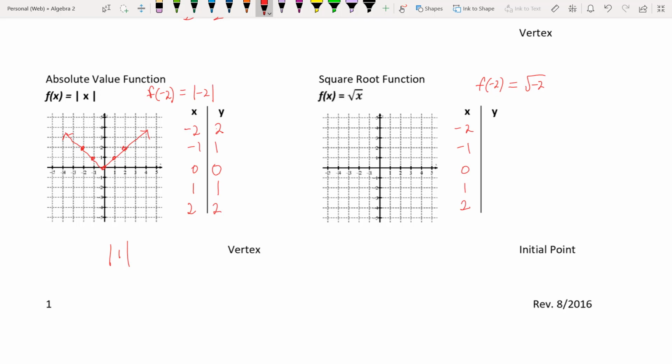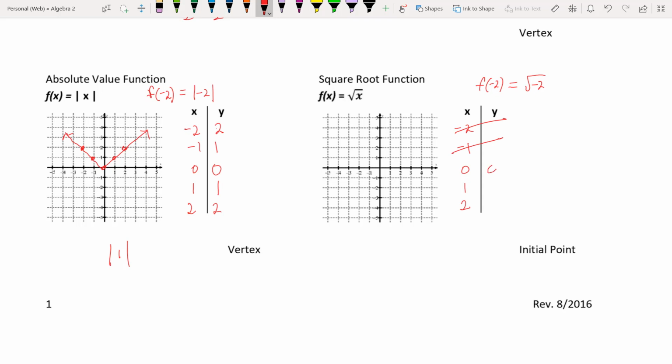So we can't do the square root of -2. This is not possible. In fact, square roots can't ever have negative numbers in them, can they? Those are not real numbers, okay? You can't do the square root of -2. So we can't do -2. We can't do -1.